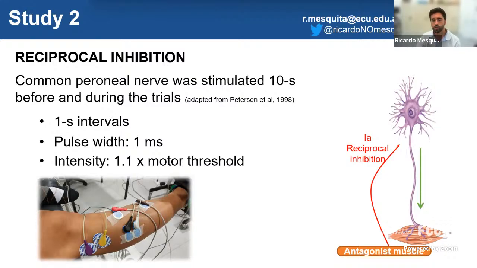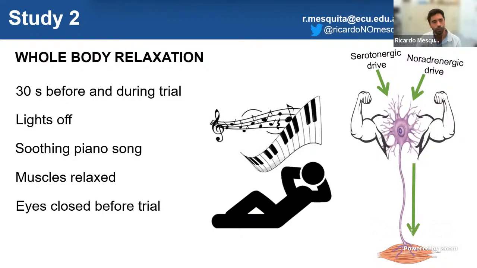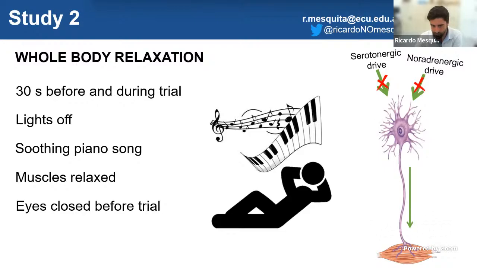Another intervention that we used was simply asking our participants to relax. So in whole body relaxation, the lights of the lab were turned off, and we asked the participants to relax all the muscles, close their eyes during 30 seconds before the trial, while listening to a relaxing piano song. Then participants slowly opened their eyes before the protocol started, and they were asked to keep their muscles relaxed in the VibStim technique and to relax all muscles, but the ones that they were contracting in the ramp contractions, while the music continued. As both arousal and whole body muscle activity might influence the release of serotonin and noradrenaline, which we know increase PICs, by asking someone to relax, maybe we would reduce PICs, but this hypothesis had not been tested.